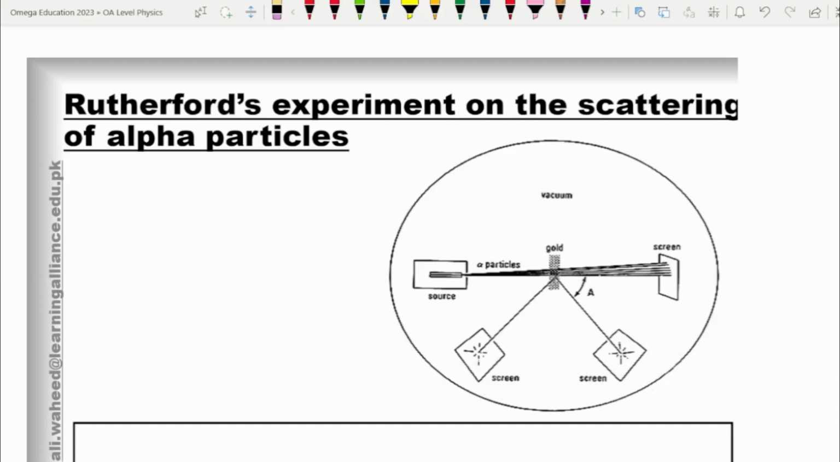So what did this discovery mean? Some of the particles that bounced back were a huge surprise, and Rutherford realized that the atom was not like a pudding, but it had a small, dense, positively charged center, and it was the electrons that were orbiting around the center.